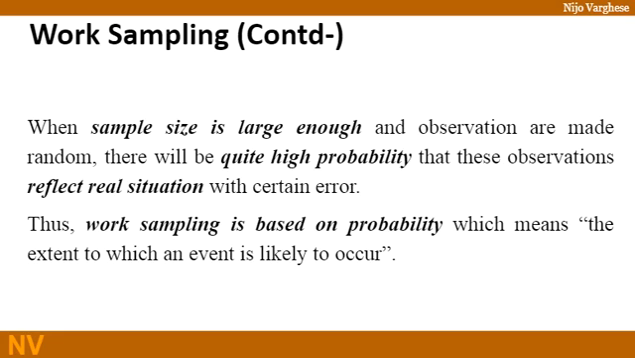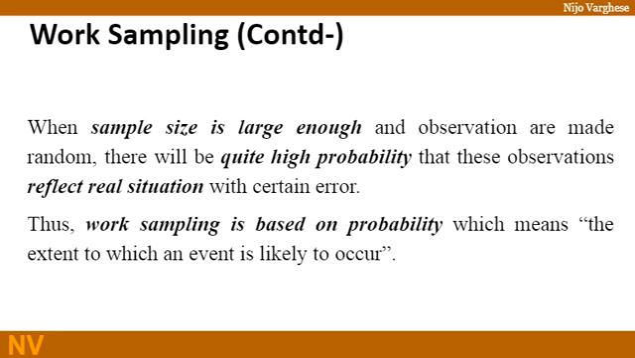If that sample size is large, that means the number of observations is large, and the observations are at random, then there is a quite high probability that these observations reflect the real situation with a certain error. Definitely there can be a percentage of error because it's sampling, but there is a quite high probability that the observations reflect the real situation. So in order for work sampling to reflect a real situation, what we need to do is increase the sample size and make the observations randomly.